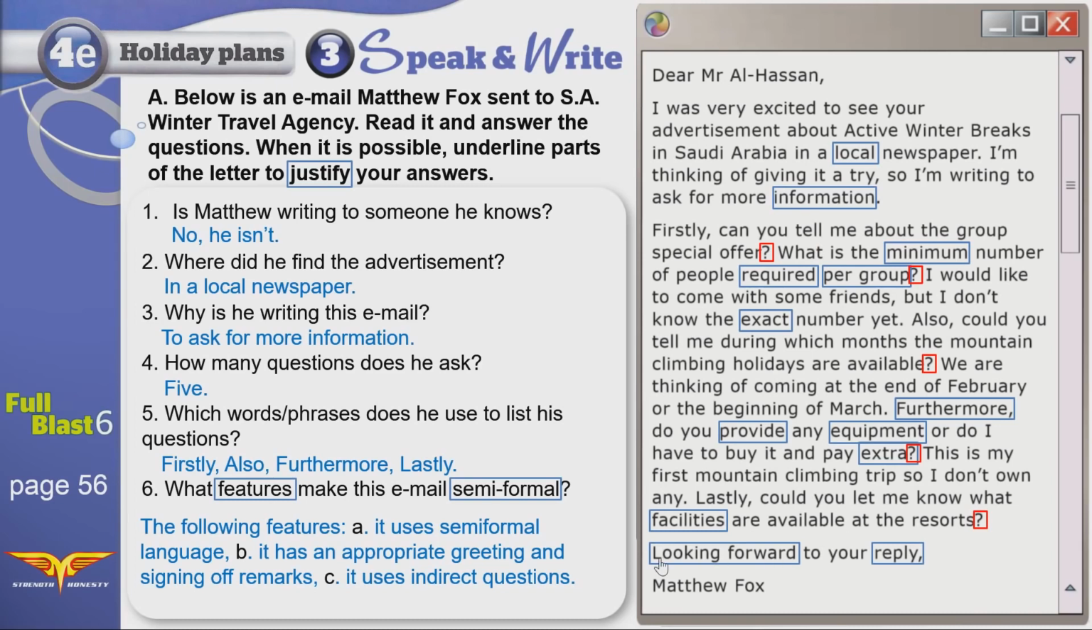And look at the sign-off. Looking forward to your reply. When you write a sign-off to a friend, you can just say, talk to you later. See you soon. So the greeting and the sign-off are appropriate.